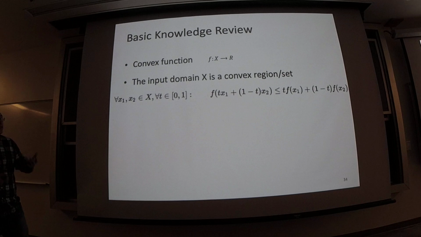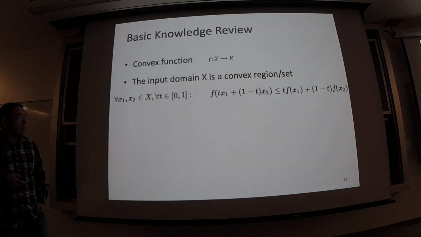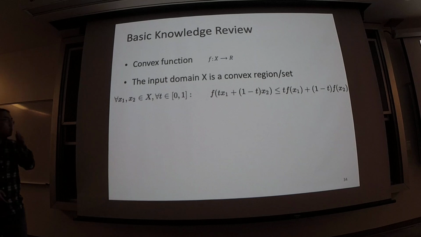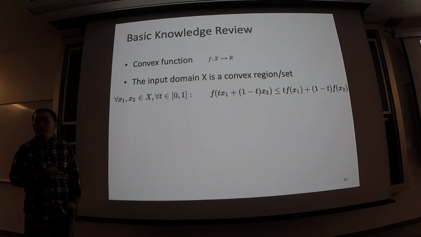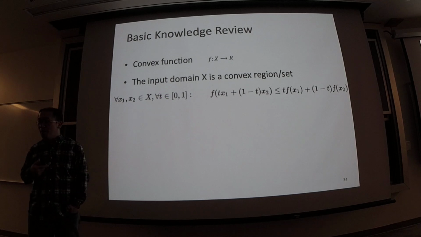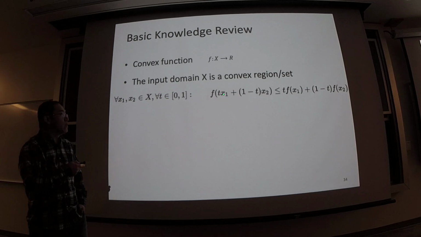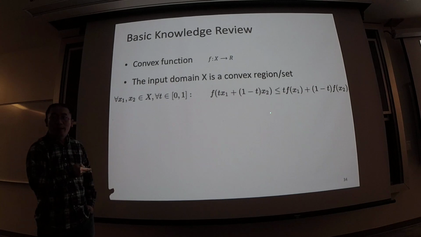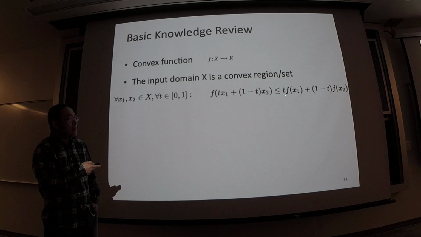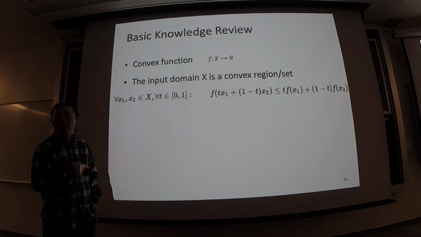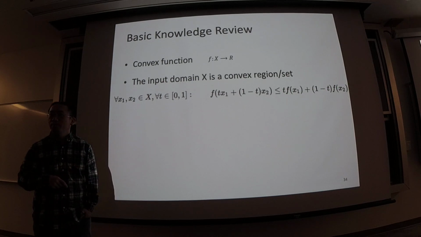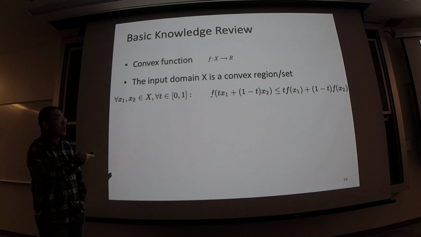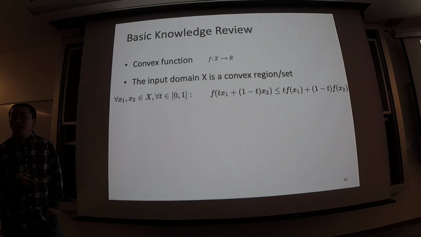So a convex function is a function defined on a convex set such that for any two points in your input domain and arbitrary coefficient t between 0 and 1, the function value evaluated at the linear combination of x1 and x2 by the coefficient t is less than or equal to the linear combination of the function values at x1 and x2 weighted by t. This is the core requirement of the convex function. This inequality must always hold.